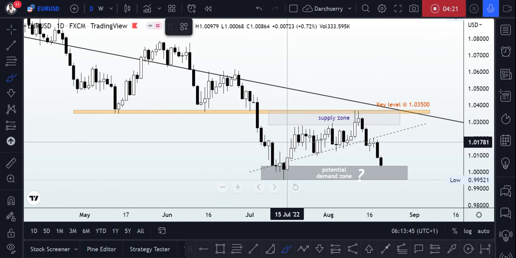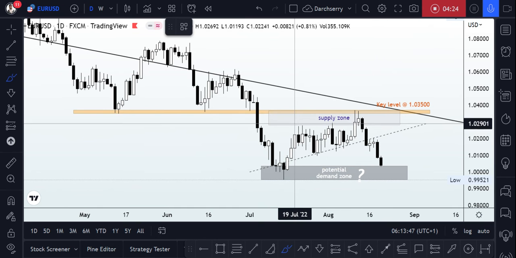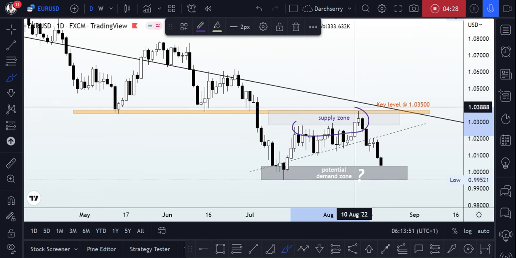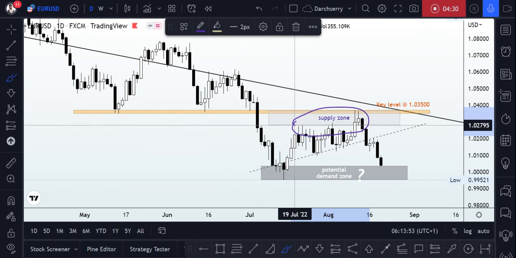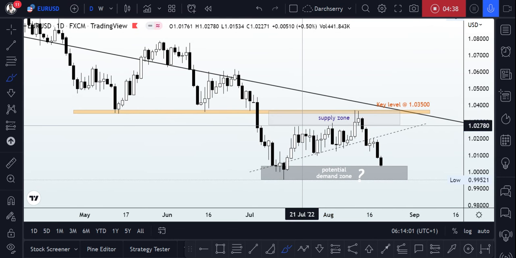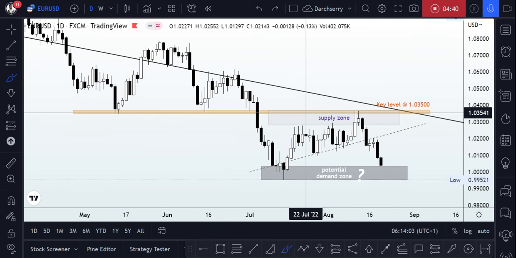As we can see, throughout the month of July, that area has been rejected by the sellers, making it a very strong niche for selling opportunities on the Euro USD. So now, going into the new week, what is going to be our expectation, and how do we intend planning for any potential opportunity on the Euro USD?